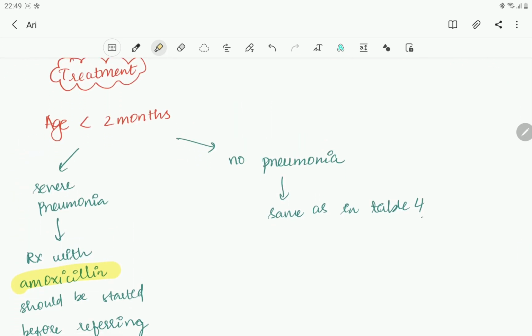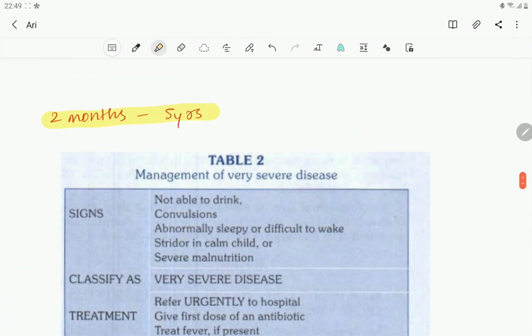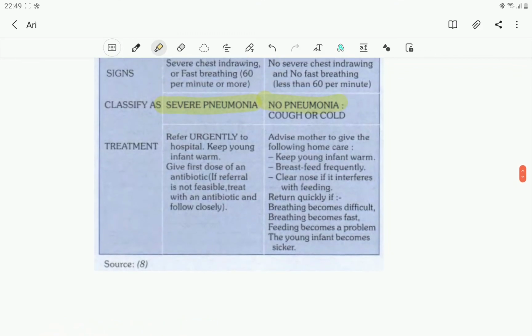And for no pneumonia, we'll advise the mother to keep the infant warm, and we'll advise the mother about the general danger signs so that they'll return back.